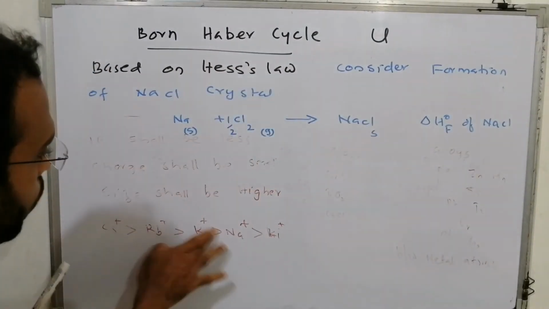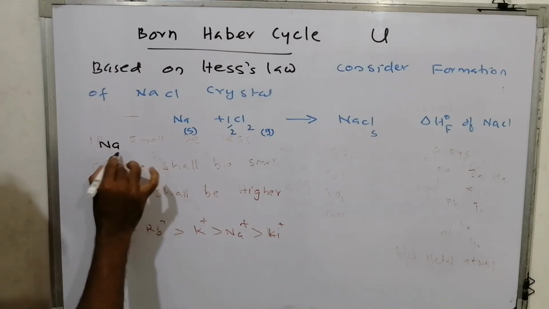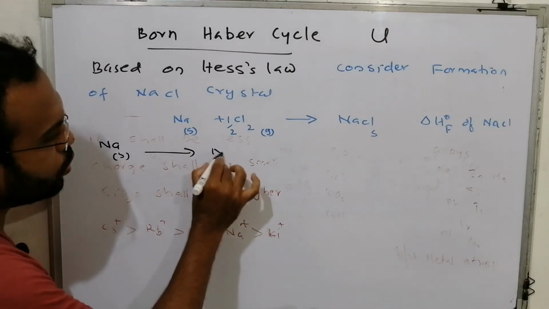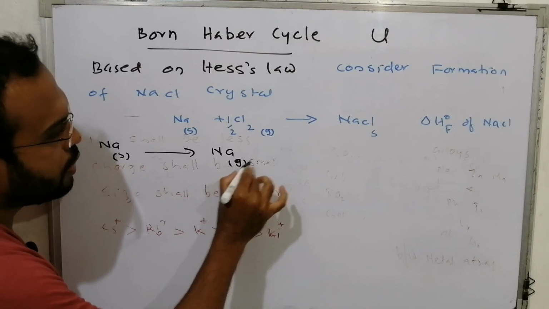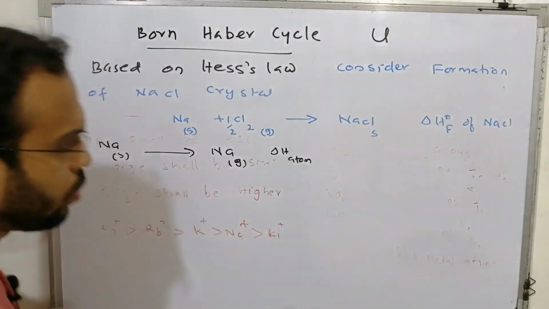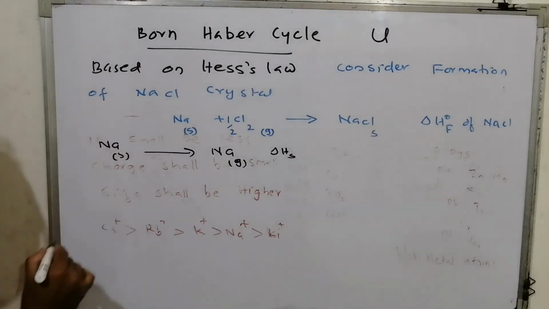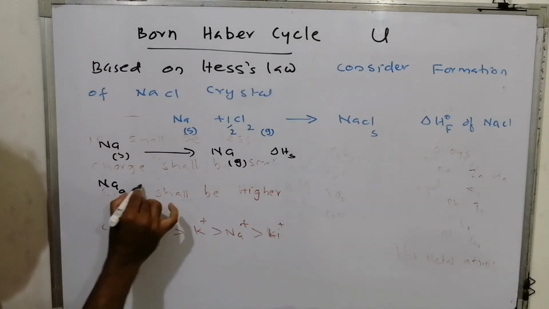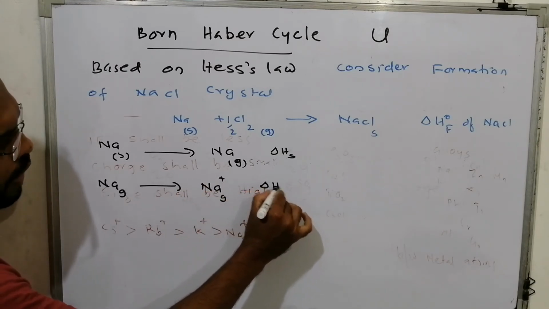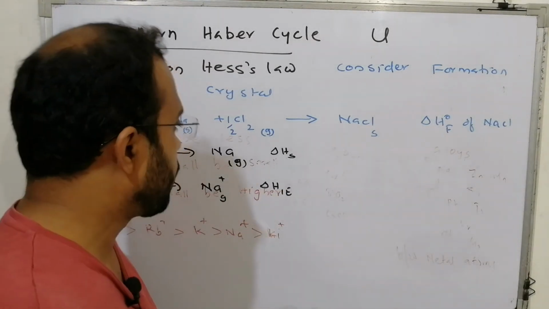But you can do it in a stepwise manner. First, you take solid sodium and make it sodium gas. This process is called enthalpy of atomization or sublimation; both are correct. Now you change sodium gas into sodium plus ion. This is called the ionization energy of sodium. That's all in the case of sodium.